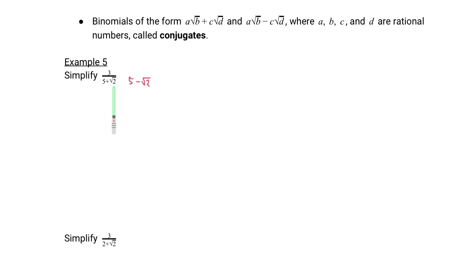5 plus square root of 2, same numbers and letters, 5 and square root of 2. The original has a plus. The conjugate has a minus.